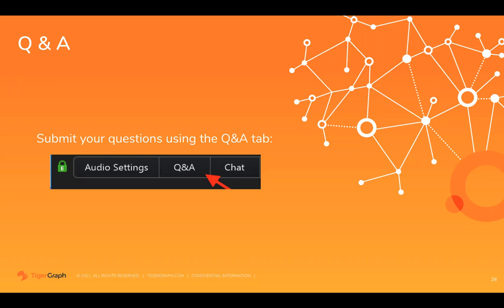Does TigerGraph support graph database with tight schema depending on the use case, like semantic interrupt?